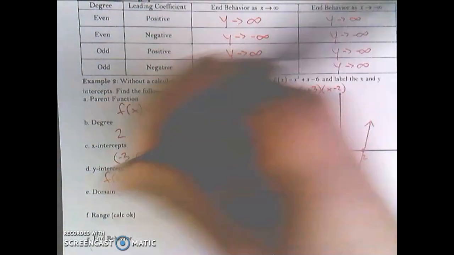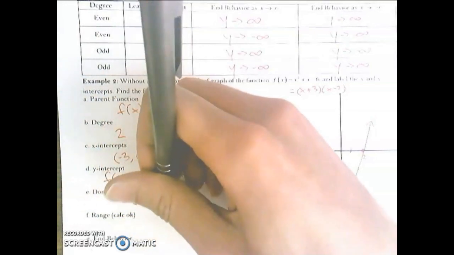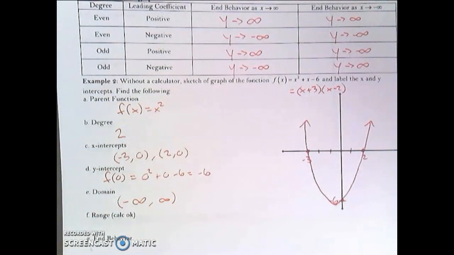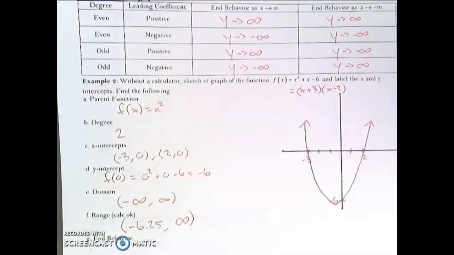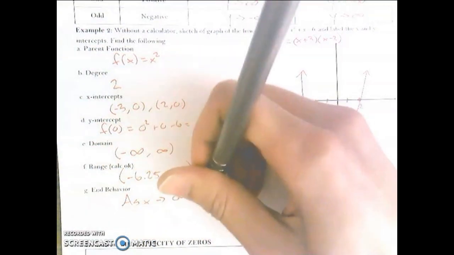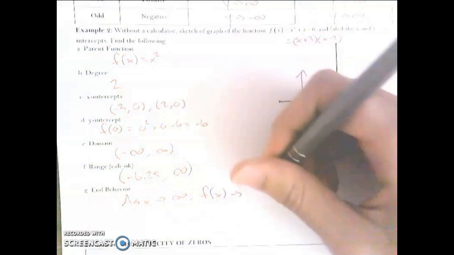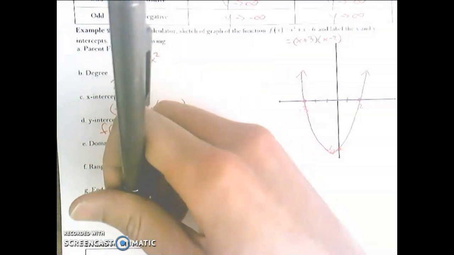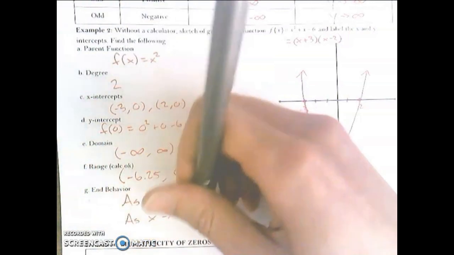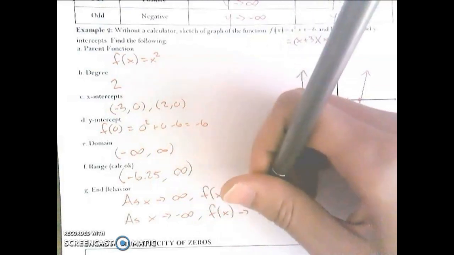The domain is all real numbers, so we get from negative infinity to infinity. The range, plugging into your calculator and finding this minimum, is negative 6.25. And of course, it goes all the way up to infinity. The end behavior, so as x approaches infinity, so positive infinity, our function f of x approaches positive infinity as well. As x approaches negative infinity, our function f of x approaches positive infinity.